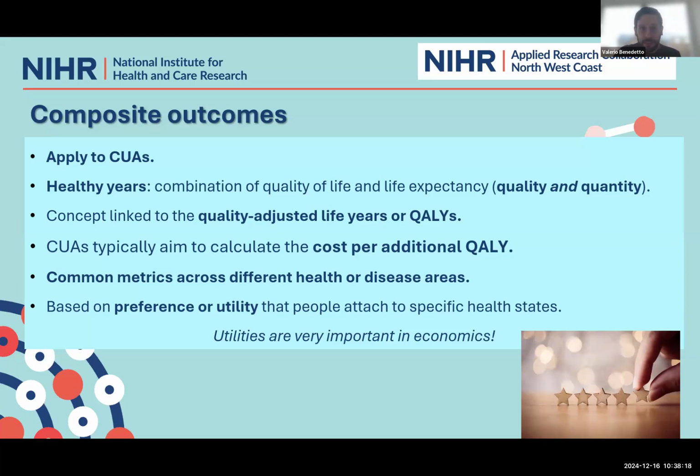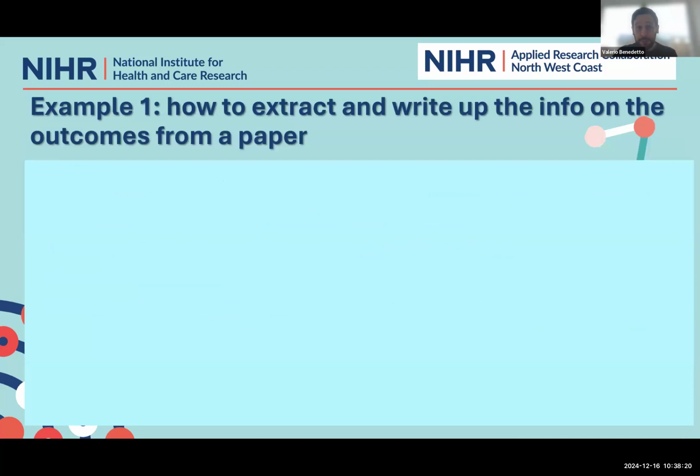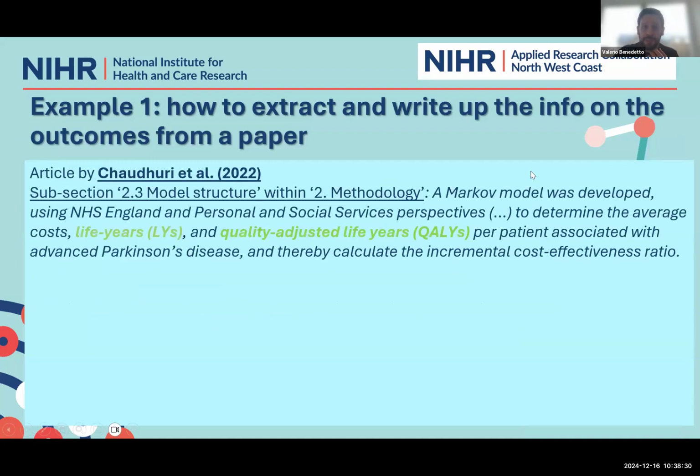And now I think with Misael, before we move to Misael's example, we are going to give you an example of how to extract and write up the info on the outcomes from a paper. So this is an article which we've been using during the course on advanced Parkinson's disease. We utilized this article to create and publish our first RaCEEs.